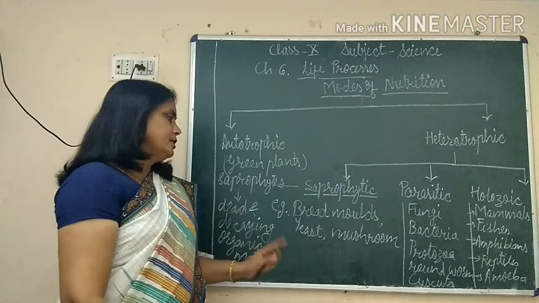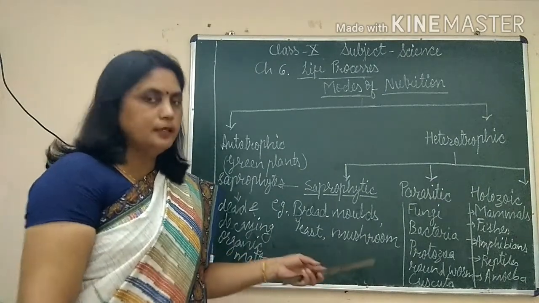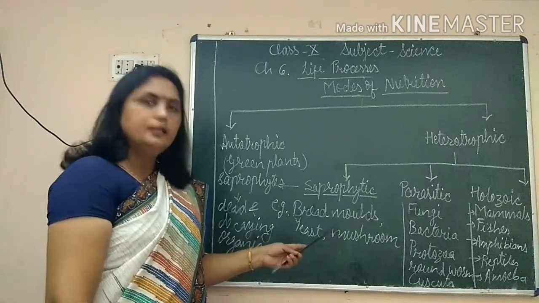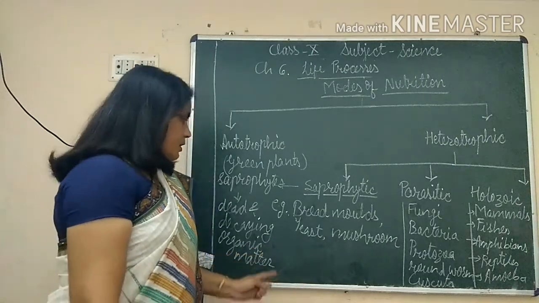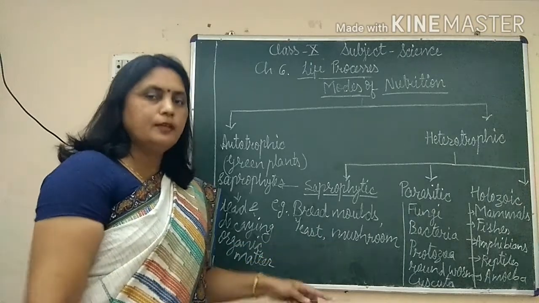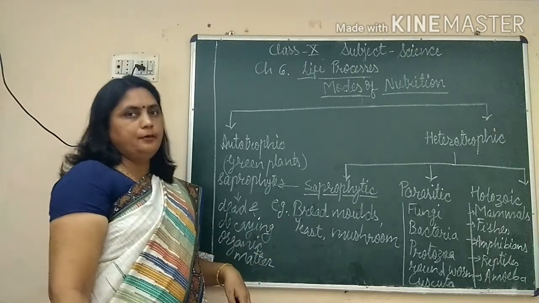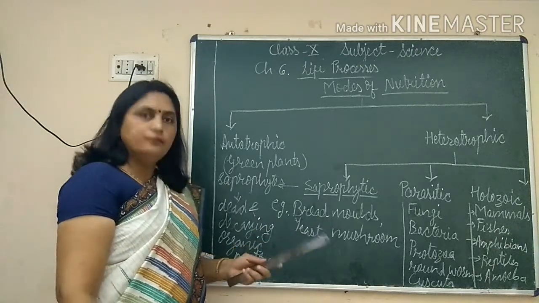This type of nutrition is shown by bread molds. One example of bread mold is mucor. Mucor is the name of, these are actually fungus. Yeast, mushroom, all these are fungi. Fungus is singular, fungi is plural. So these fungi mainly show this type of saprophytic mode of nutrition.